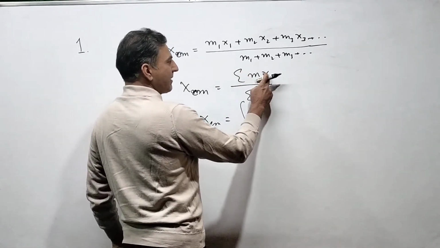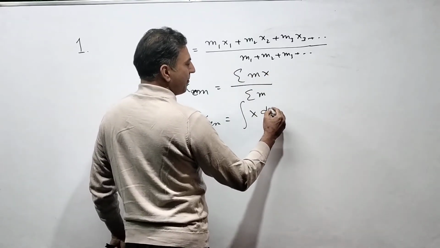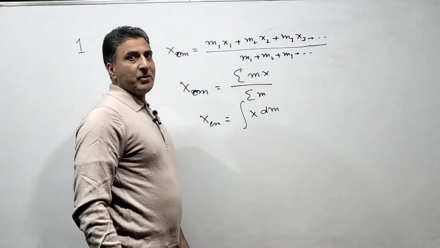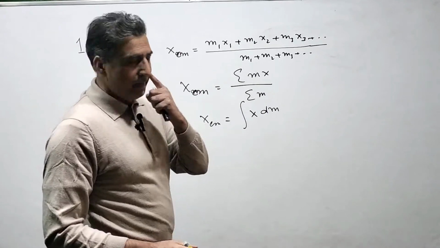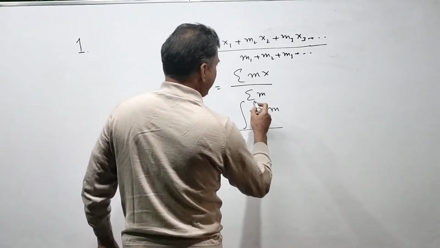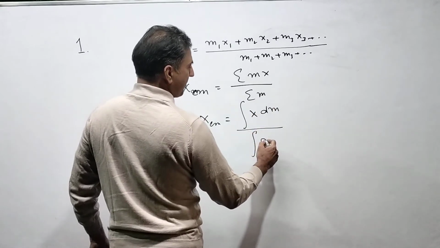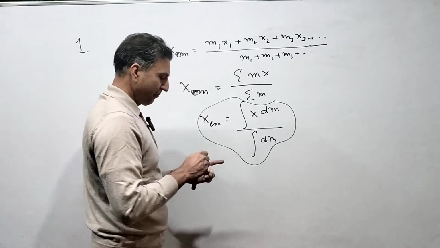This m and x is written like this, but m is written as dm, the mass of a small element of the mass distribution. Of the body whose center of mass we want to find, we took a small element. Whole divided by the integration of dm. This is the formula. That's all.